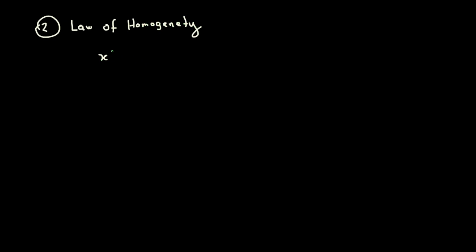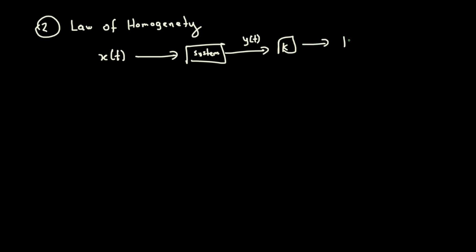So let's say we have x of t, and we feed this to the system, and we get y of t. When we do an example, we do the multiplication of the output right away, but here we are showing that we have an output and we multiply it by a constant k. When you multiply this by a constant k, you end up getting k y of t.